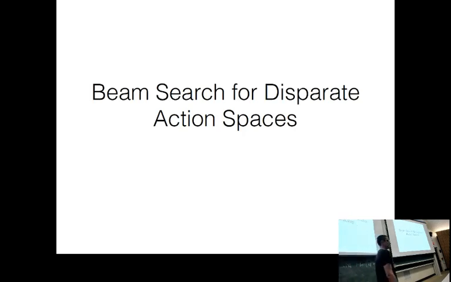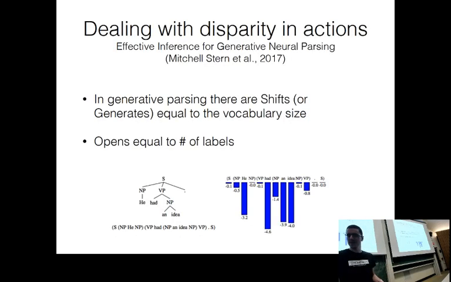I sort of mentioned this earlier, where you can have problems if you have disparate action sequences. And there were quite a few other ways of dealing with that beyond pruning. In this paper, the same one that was doing the constituency parsing, they were also working on generative constituency parsing. And in a generative model, instead of shifting the top word of the sentence, you have a generate function. And generate generates one word from your vocabulary. So instead of having one possible shift, you have generates equal to the size of your vocabulary.